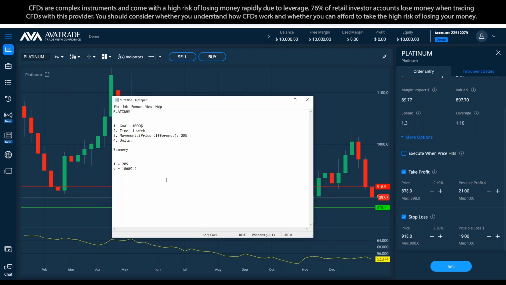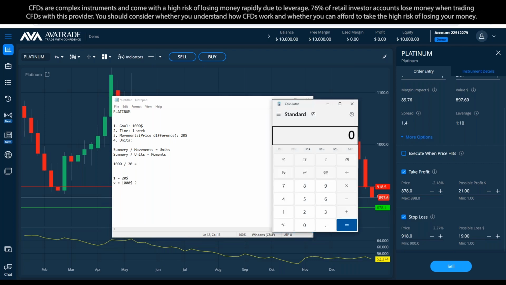Okay, and the way that this works is actually very simple. How does it work exactly? It works by summary divided by movements equals units, right? So if we basically end summary divided by units equals movements, okay? In other words, 1,000 divided by 20 is most definitely 50. Okay.